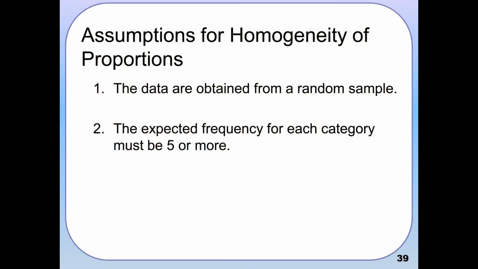Assumptions for homogeneity of proportions. 1. The data are obtained from a random sample. 2. The expected frequency for each category must be 5 or more.